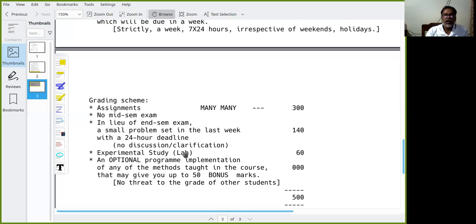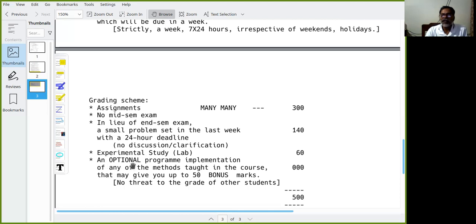Fine. So this end-semester problem set will carry 140 marks. You see, that is less than half of the assignments' marks. The experimental study lab will earn you 50 marks maximum. Over and above that, you have an optional task that you may do if you like, if you have time, or may not bother, if you are busy.